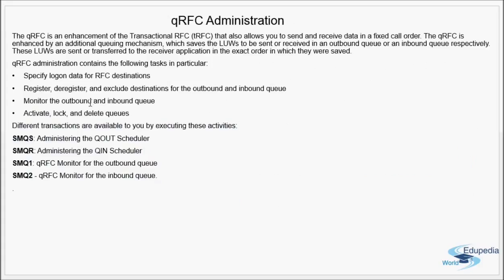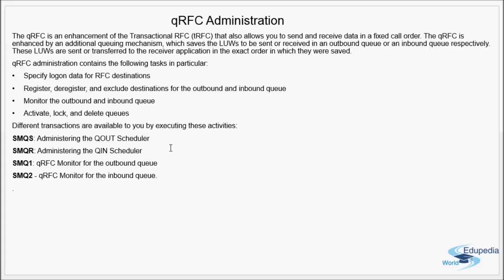So here you can register, deregister and exclude destinations for outbound and inbound queues, monitor these queues, activate, lock and delete queues. In qRFC, when data comes from the sender, it goes to the outbound queue and gets processed. In the receiver, it comes to the inbound queue. So we have both outbound queues and inbound queues for all the systems. Different transactions are available to you by executing these activities.